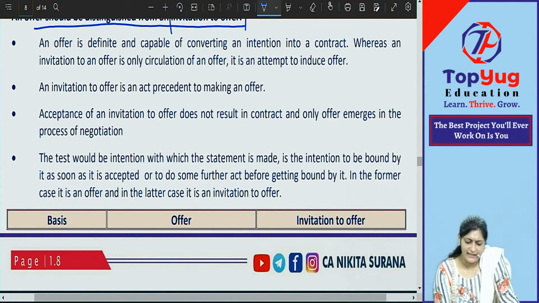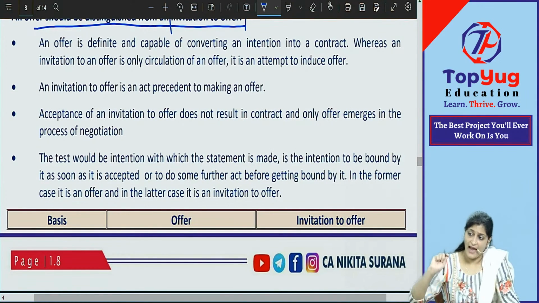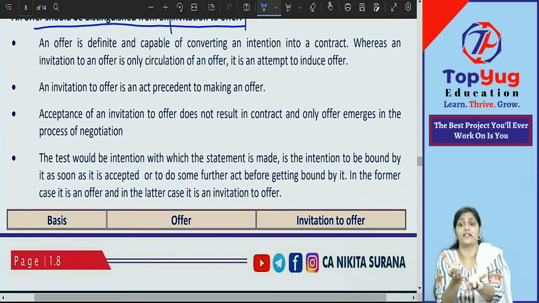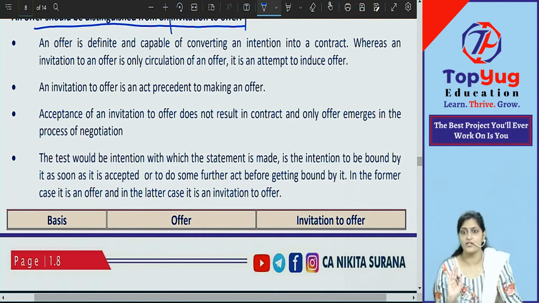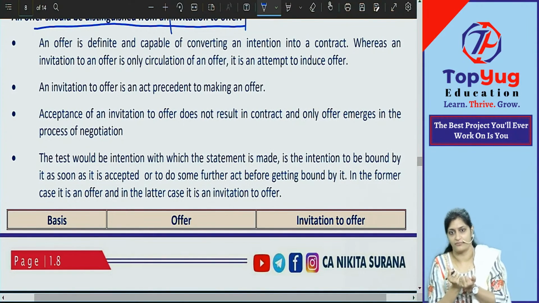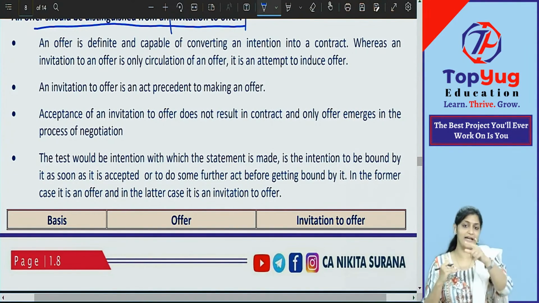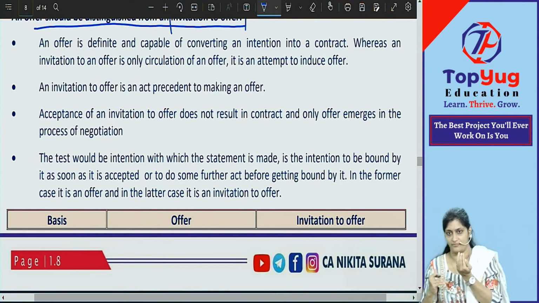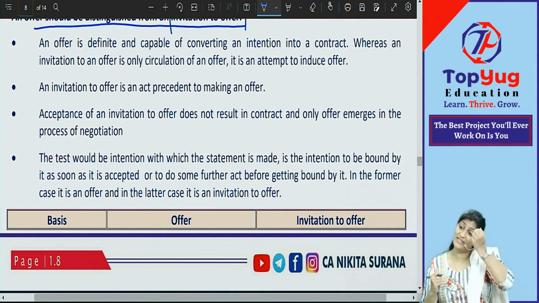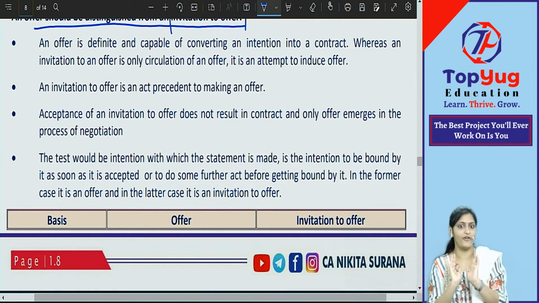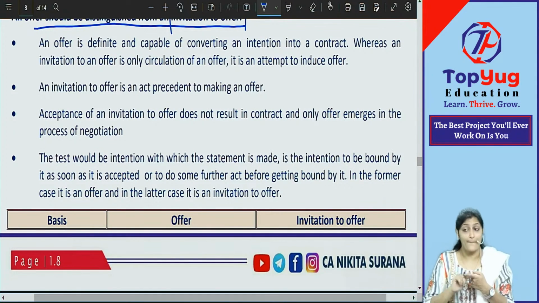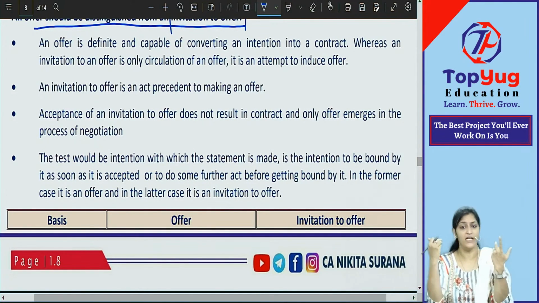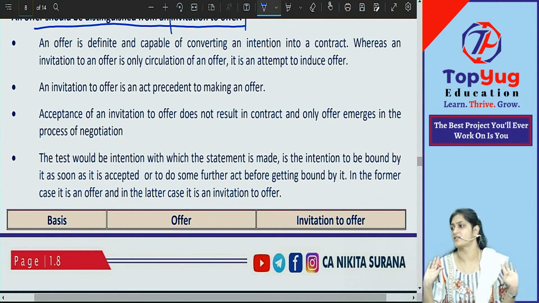An offer is definite and capable of converting an intention into a contract. Yes or no? It is definite, and your wish is converted into a contract in an offer. But invitation to offer is what? It is just an attempt to get an offer. Invitation to offer I am giving to you why? Because I want you to give me an offer. Always invitation to offer precedes offer. Before offer, you give invitation to offer, then there will be offer, then there will be acceptance. But after offer, what will there be immediately? Acceptance immediately, contract. Yes or no?